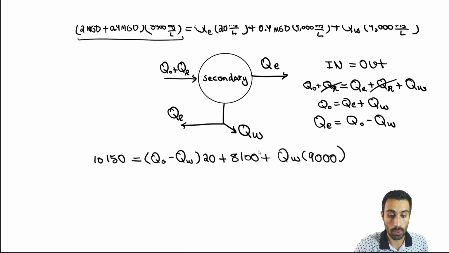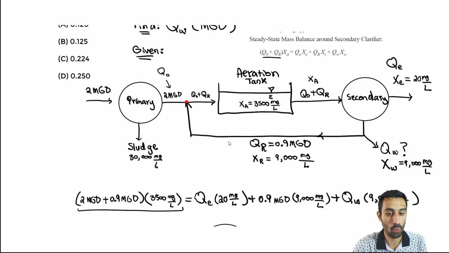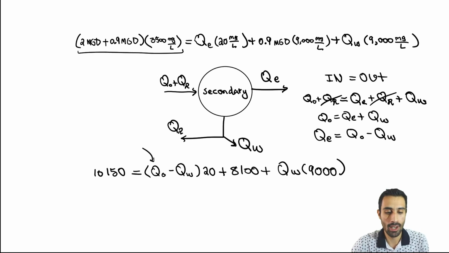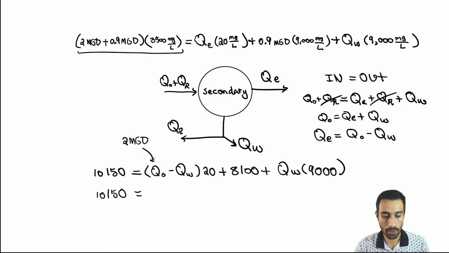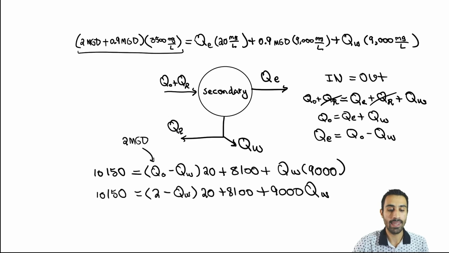So now notice we have, at this point, we can actually plug in the Q0. So that Q0 would be what comes in, right? It says it's 2 and we denoted that as 2 MGD. So we just put 2 MGD for that one. And we can reduce this so it's going to be 101.50. So we put the 2 minus QW is what we want to find. Remember, that's the goal. Times 20 plus 8,100 plus, we can put the 9,000 in front just to make it look nice, times QW.